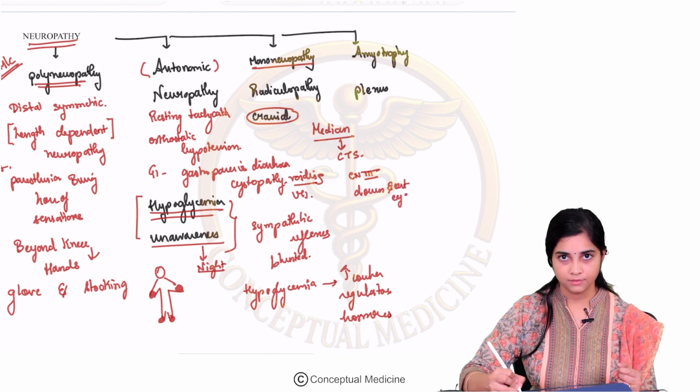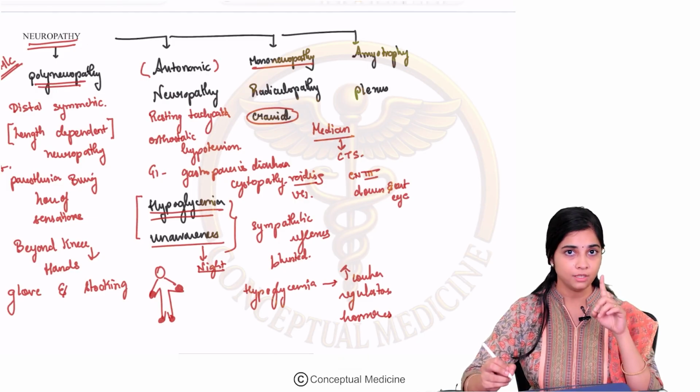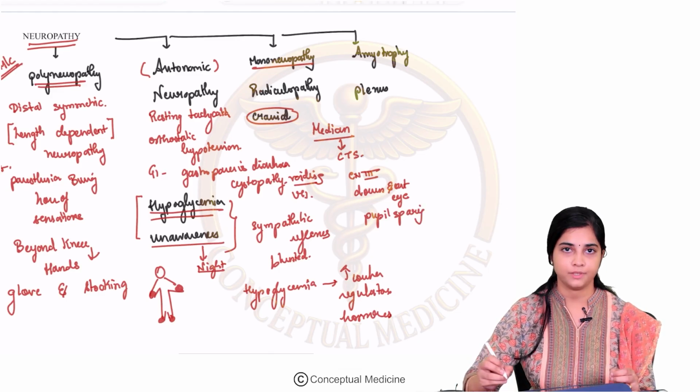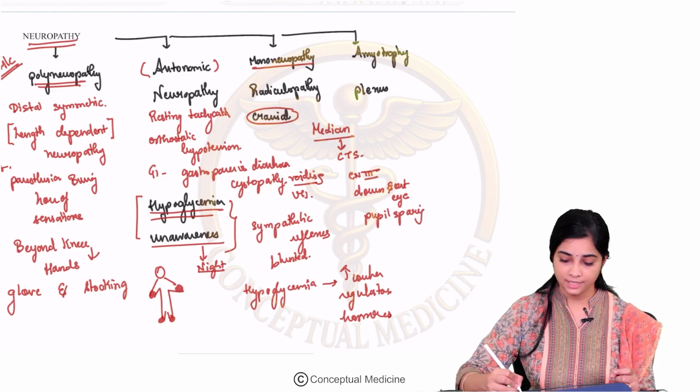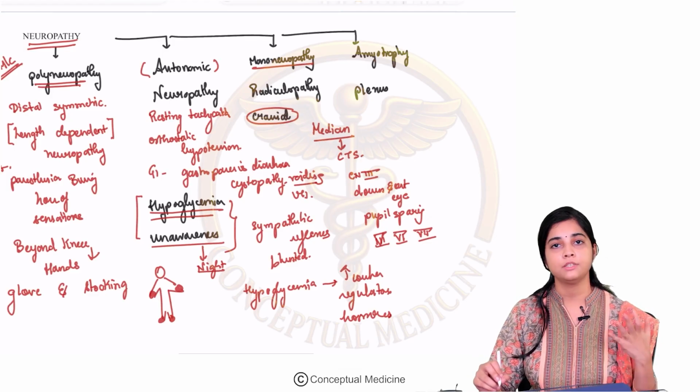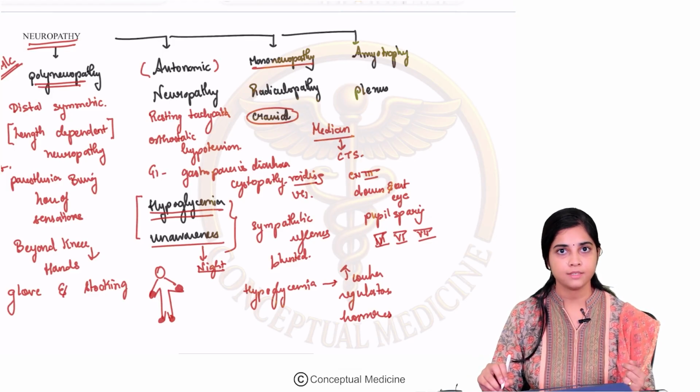In a third cranial nerve paralysis, you can have a down and out eye, and this is usually a pupil sparing defect. The pupils are not affected. Other cranial nerves which can be involved are your 4th cranial nerve, 6th cranial nerve, 7th cranial nerve. So you can have ophthalmoplegia, you can have facial palsy as well.